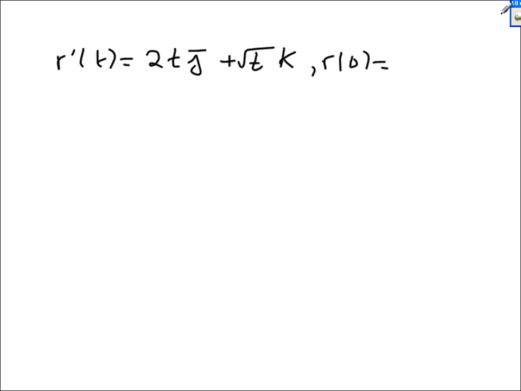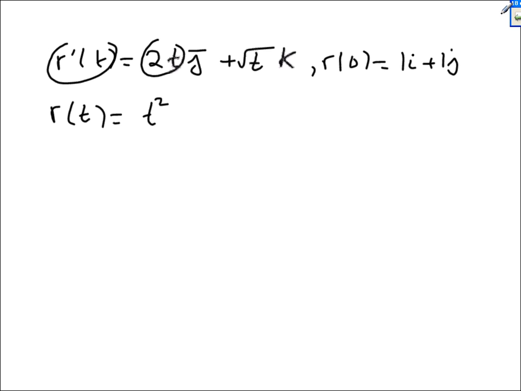So, what if you have that r prime of t is 2t j plus the square root of t k, and that r of 0 is 1 i plus 1 j? That means plus 0 k. Well, if you have r prime, if you integrate, you get r. The integral of this is t squared j. Remember, this is t to the 1/2. To integrate, you add the powers. When you add the top and the bottom, you get 3. Keep the same denominator. And then you divide by 3 over 2. That's r of t, and this was in the k direction.